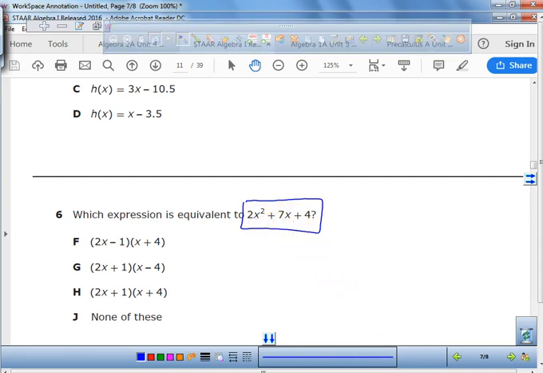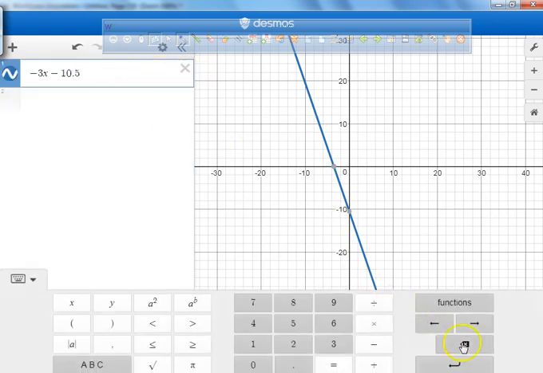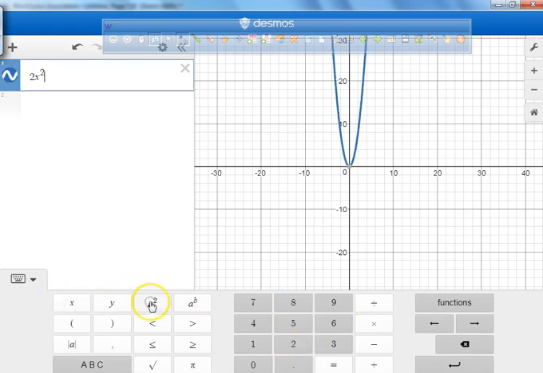Just type it in. I'm going to clear it out. Tell me what to type in right now. 2x squared, is it plus 7x? Oh, remember that. 7x, is it plus 4? Like that? Okay.